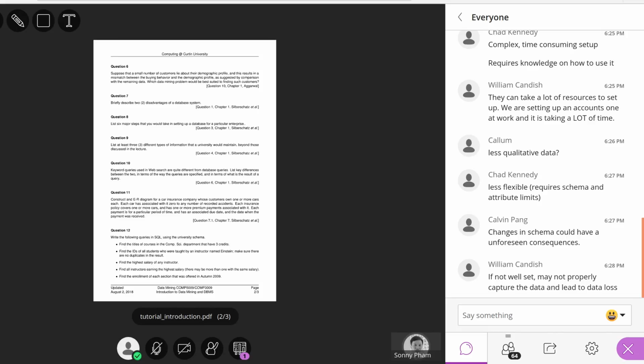Six major steps that you would take in setting up a database for a particular enterprise. I know this question might be hard if you haven't done anything to do with databases before, but let's stop for a moment and think. Imagine if you need to set up a database for a particular enterprise. What do you think you should do first?